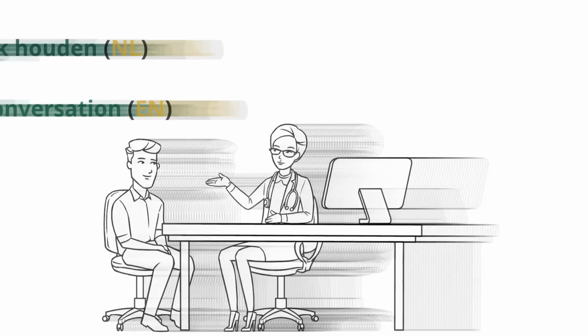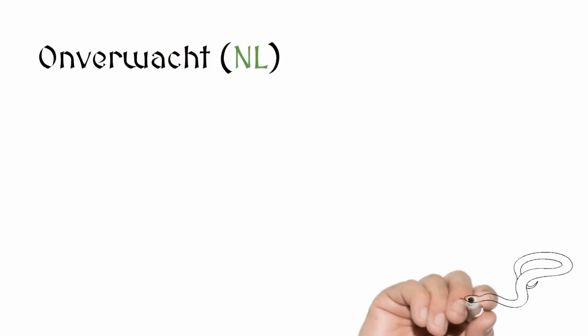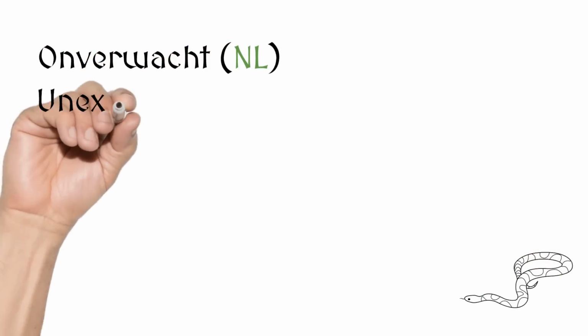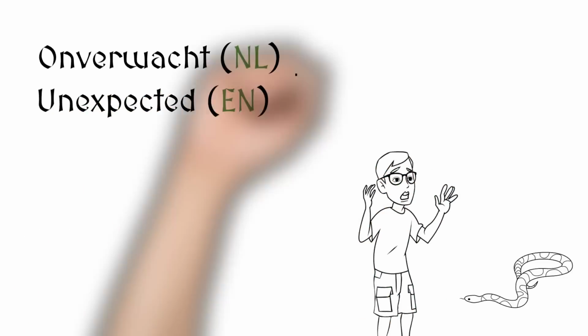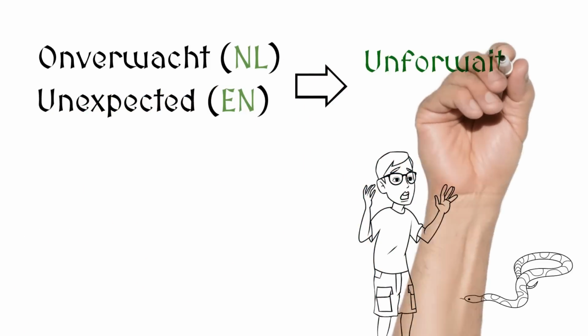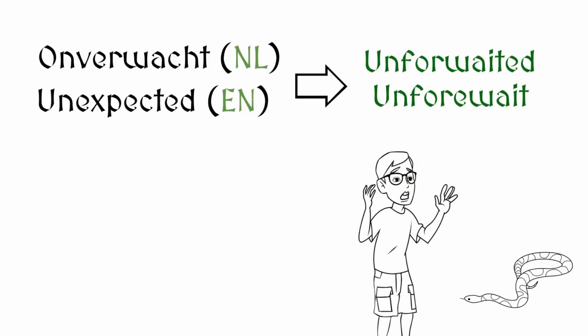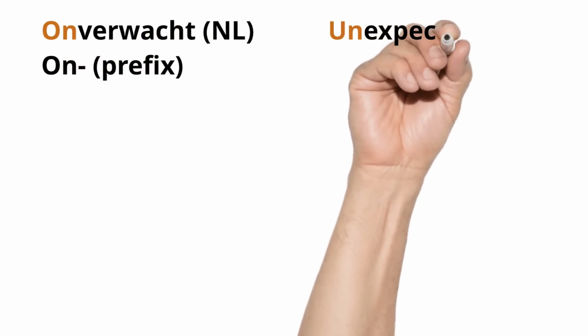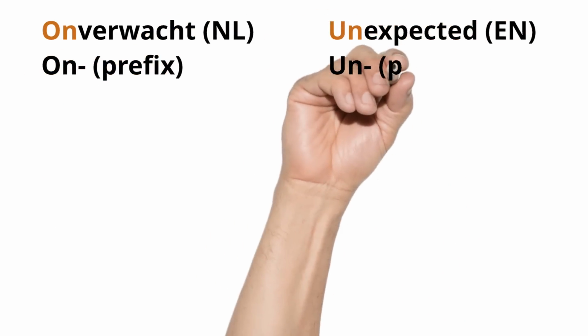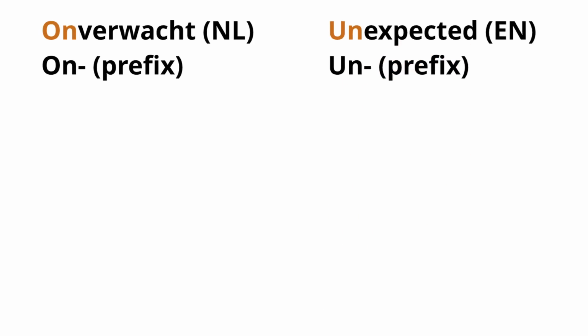The next word is onverwacht. In Dutch it means unexpected. As I encountered it for the first time while I was learning Dutch, I just automatically converted it into unforwait, just to make sense of it for myself. The prefix on in onverwacht is cognate with the English prefix un, meaning not. So not expected, as in unexpected.